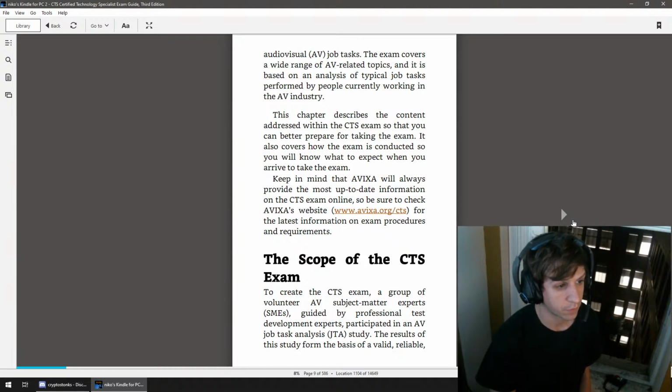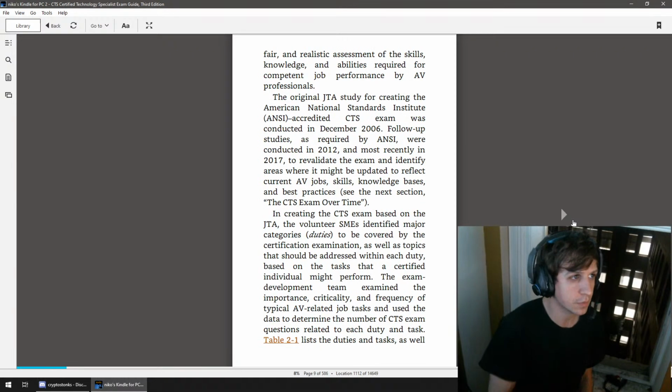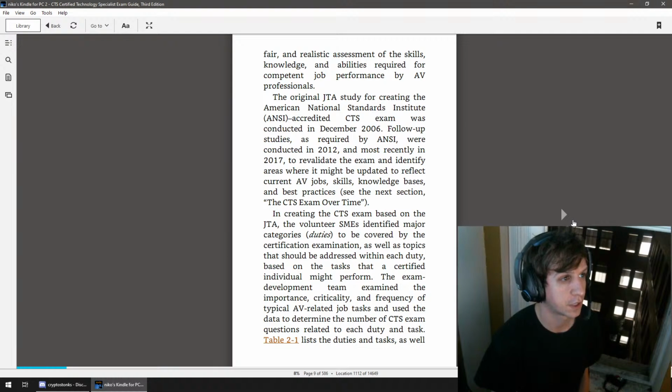The results of the study form the basis of a valid, reliable, fair, and realistic assessment of the skills, knowledge, and abilities required for competent job performance by AV professionals. The original JTA study for creating the American National Standards Institute accredited CTS exam was conducted in December 2006. Follow-up studies, as required by the ANSI, were conducted in 2012 and most recently in 2017 to revalidate the exam and identify areas where it might be updated to reflect current AV jobs, skills, knowledge bases, and best practices. See the next session, the CTS exam over time.